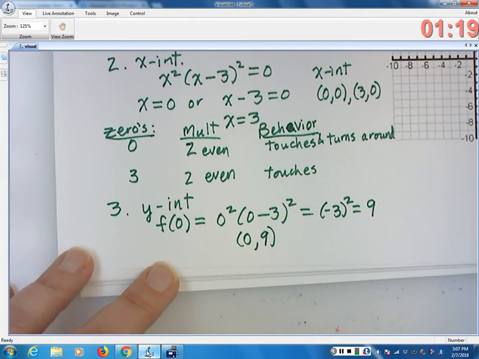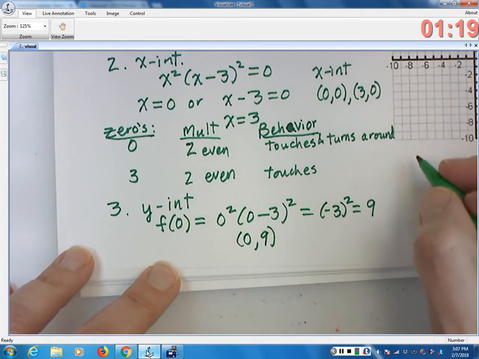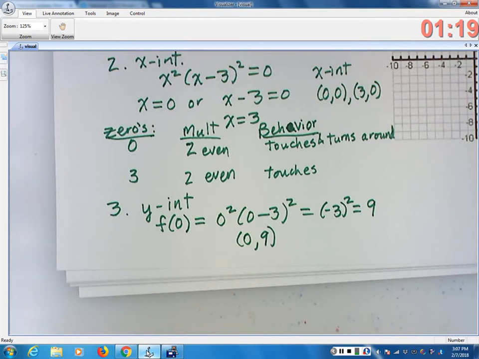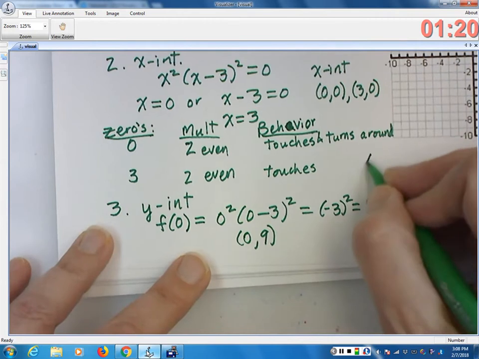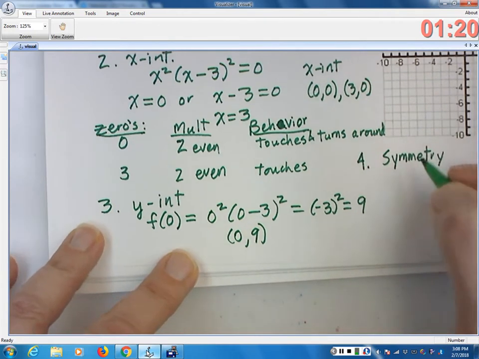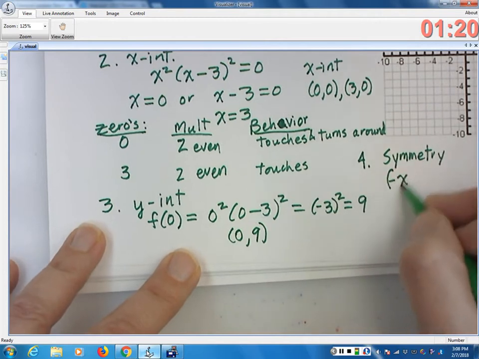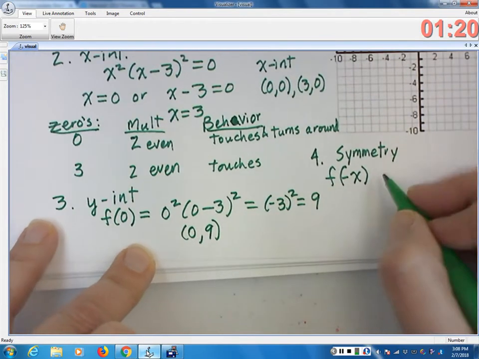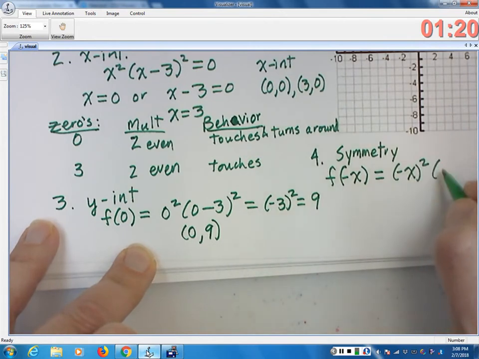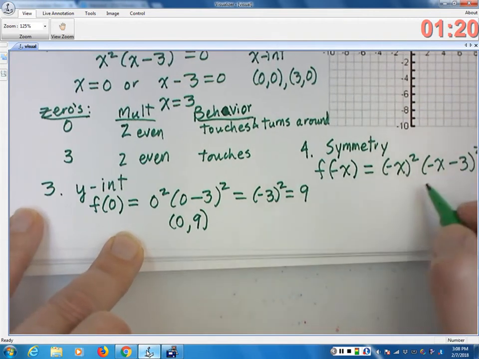Step 4, use symmetry. On number 4 about the symmetry, we can see if f of negative x equals f of x. That would be negative x squared times negative x minus 3 squared. That's going to be a little harder to do. Turns out there's no symmetry.